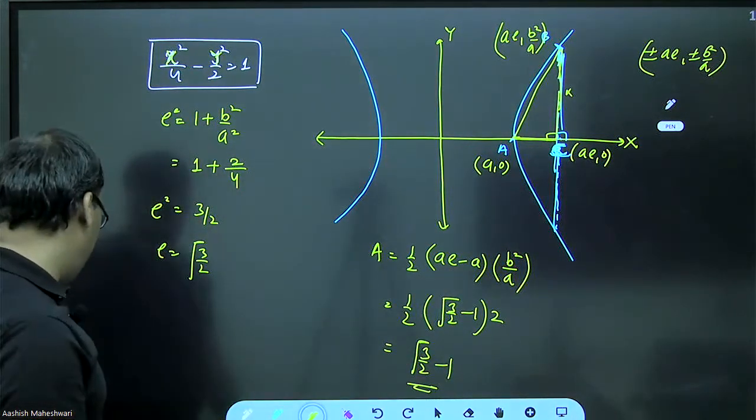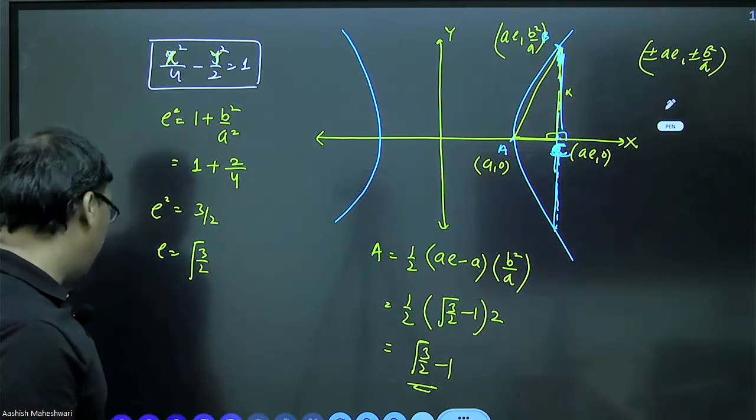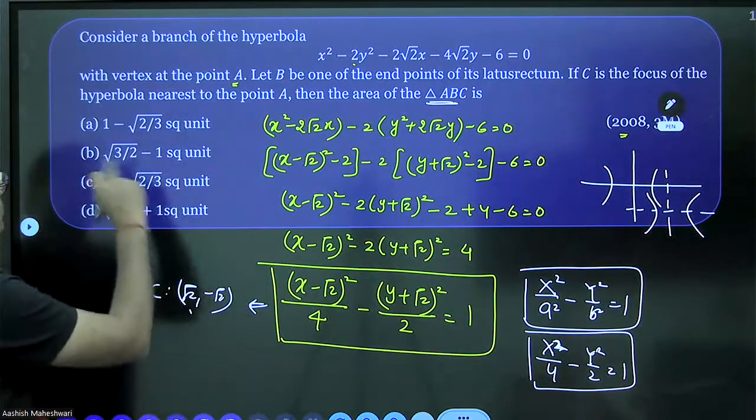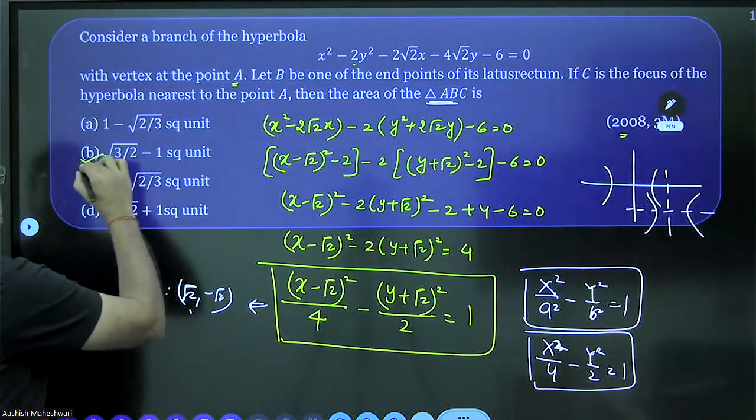So what is the area of this triangle? Root 3 by 2 minus 1. So you can check what is the option. Root 3 by 2 minus 1. Option B is the answer for this.